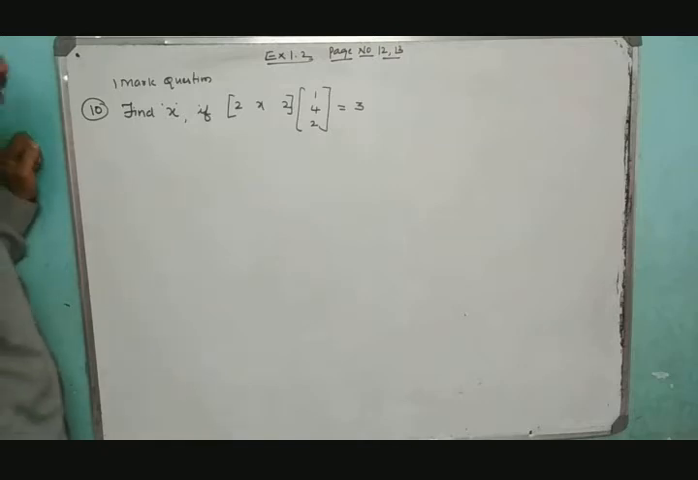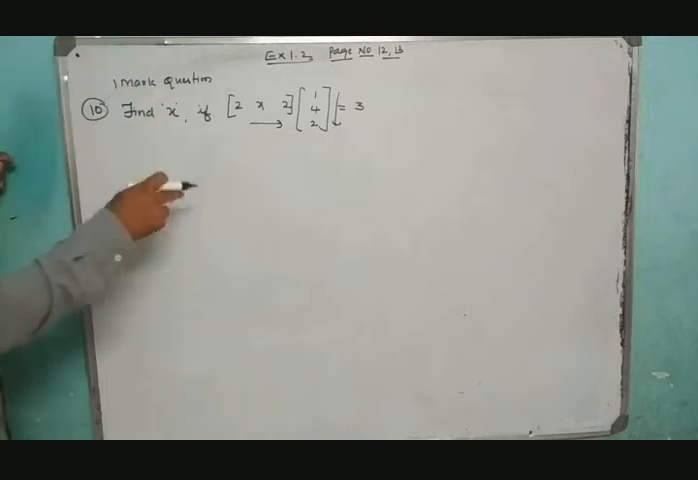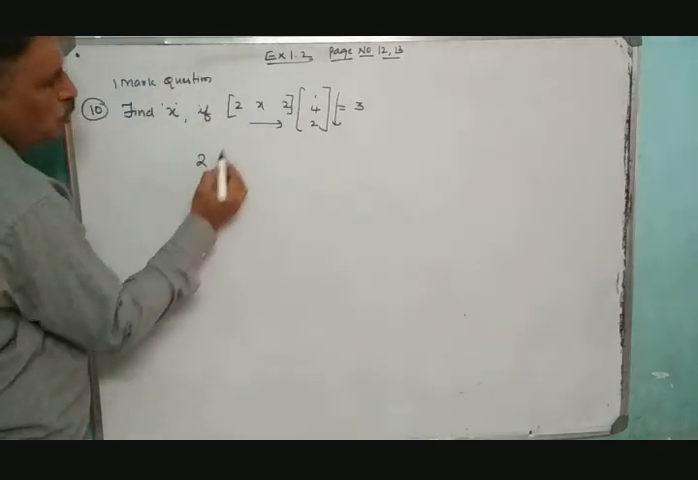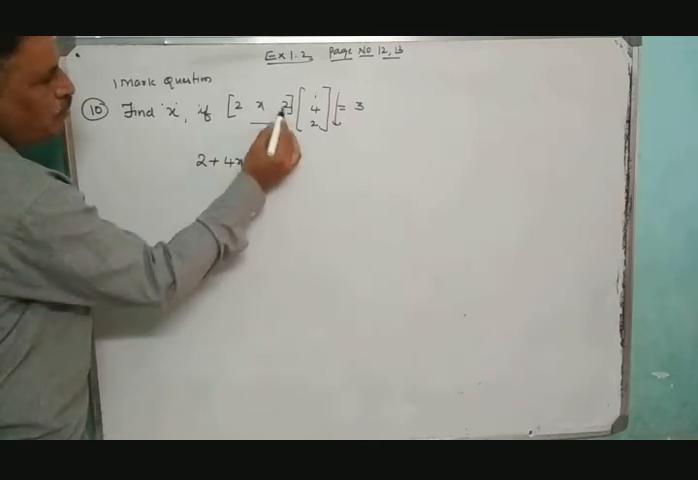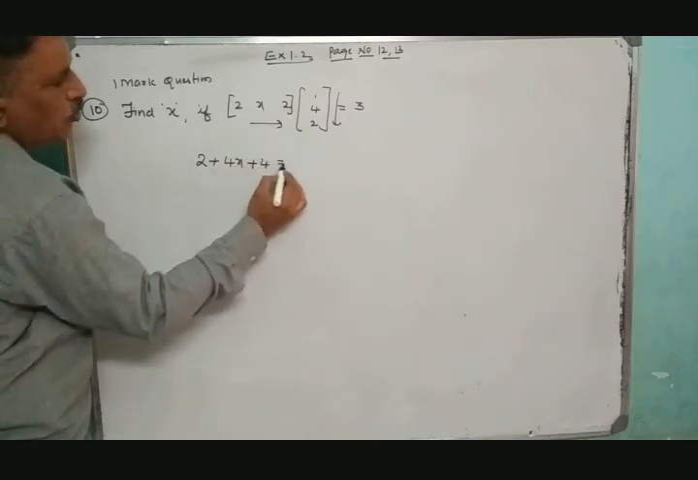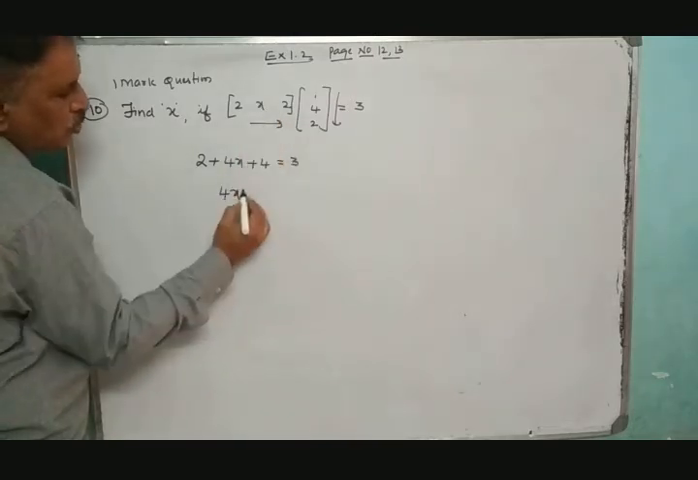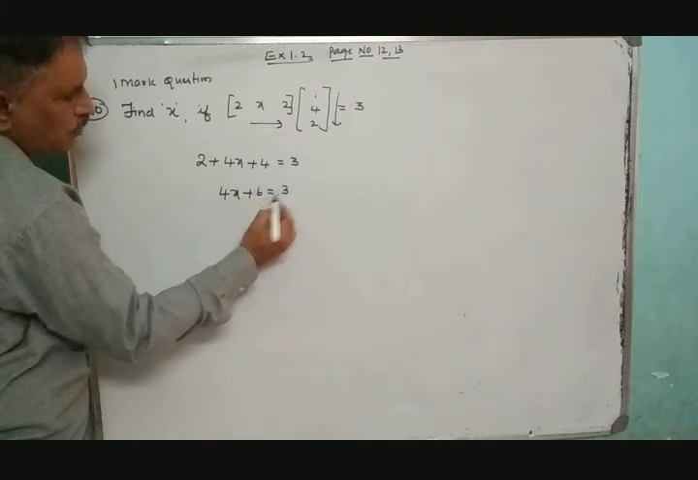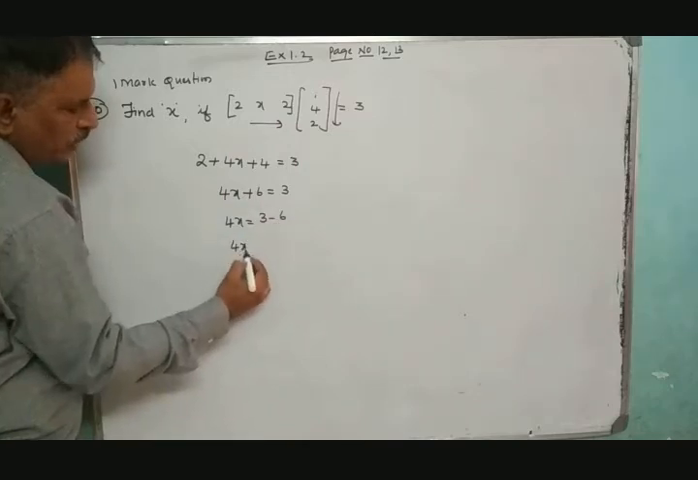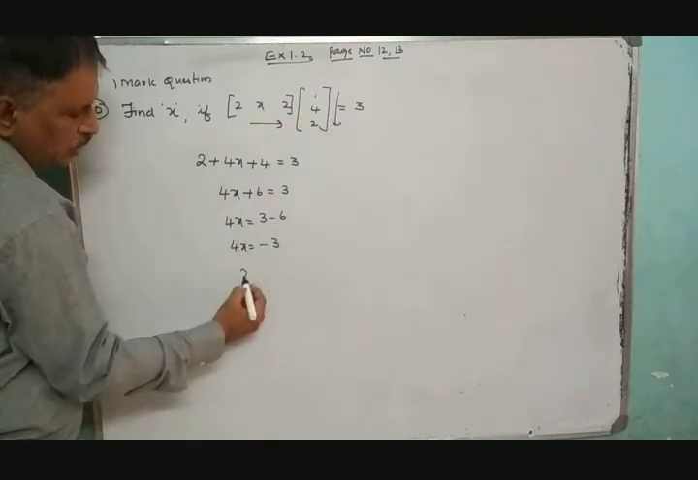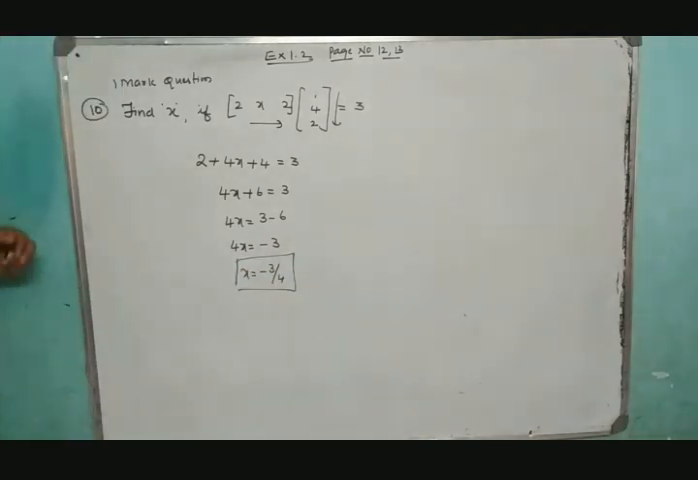You are asked to find the value of x. That means we have only one row, one column. That's all. One row, one column. 2 into 1, 2. Plus into plus, plus. 4 into x, 4x. Plus 4 is equal to 3. So 4x, 2 2s are 4, is it not so? 4x plus 6 is equal to 3. 4x is equal to 3 minus 6. So 4x is equal to minus 3. So x equal to minus 3 by 4. So this is the value of x. Please note down.